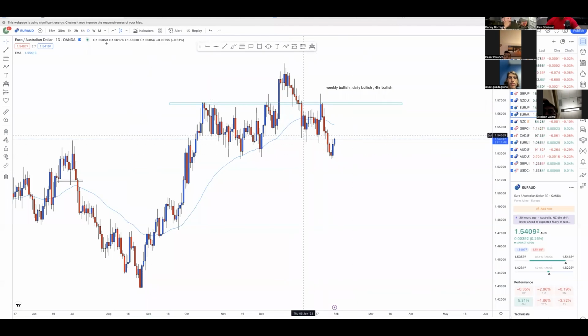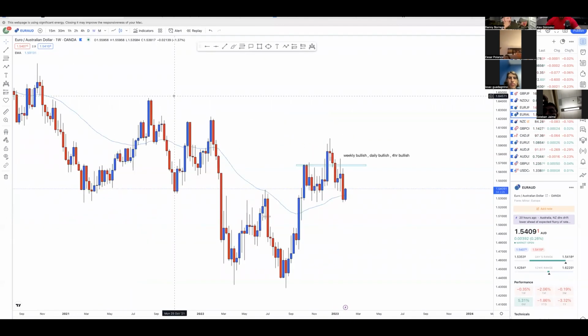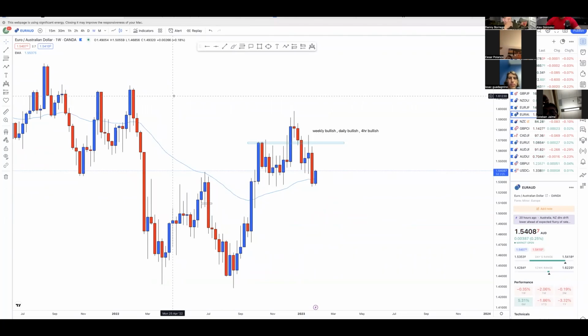So it looks like it's going to come up right now and retest this. See, tell me this doesn't look clean. Does this make sense?